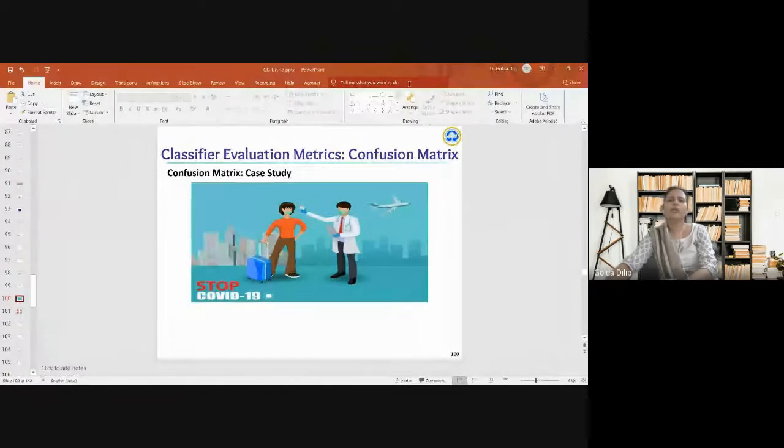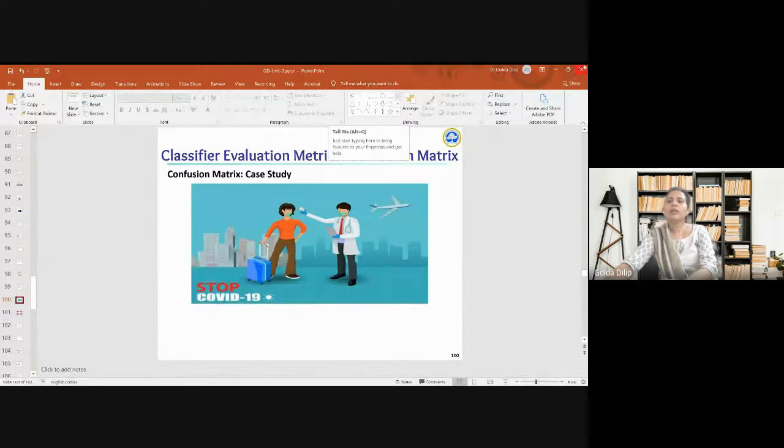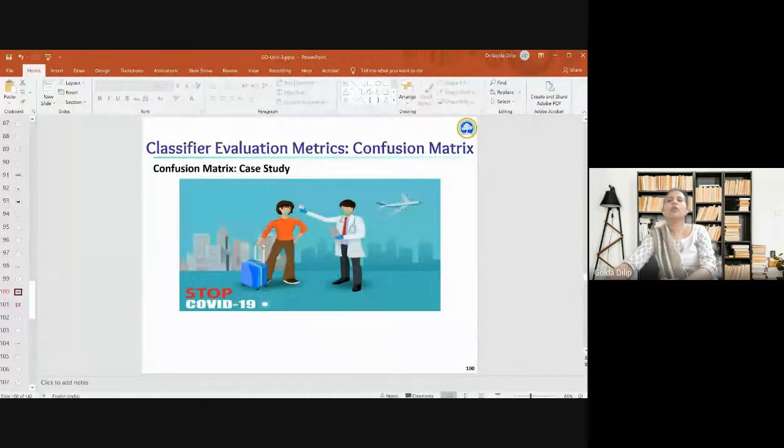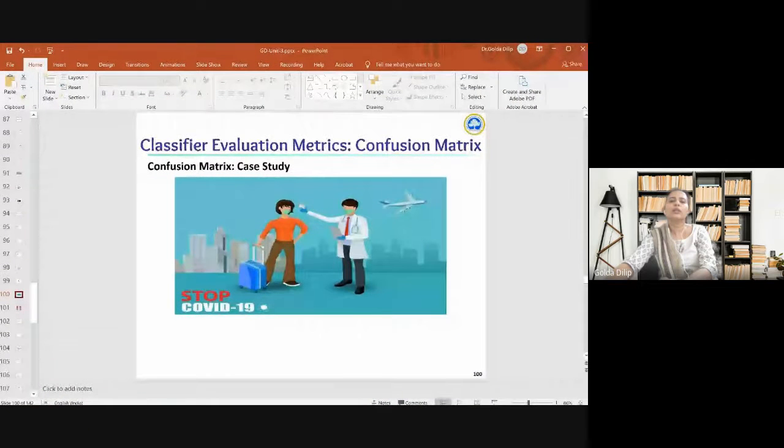Rather than giving you the definition and telling you the various concepts associated with the confusion matrix, because it is a very important aspect, I thought I would take up a small case study from one of the websites to help you understand what the confusion matrix is all about. The confusion matrix is a summary of the prediction results based on your classification problem. Let's understand this with the help of a case study.